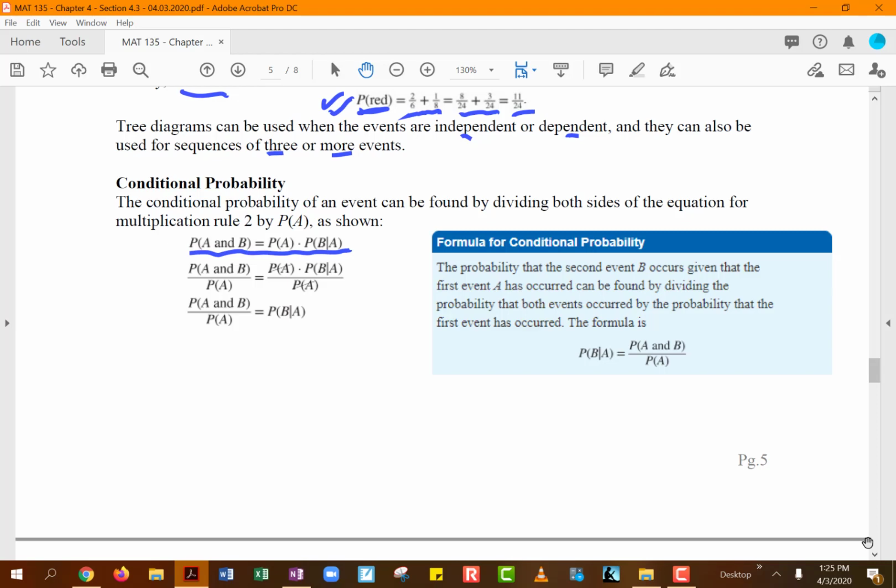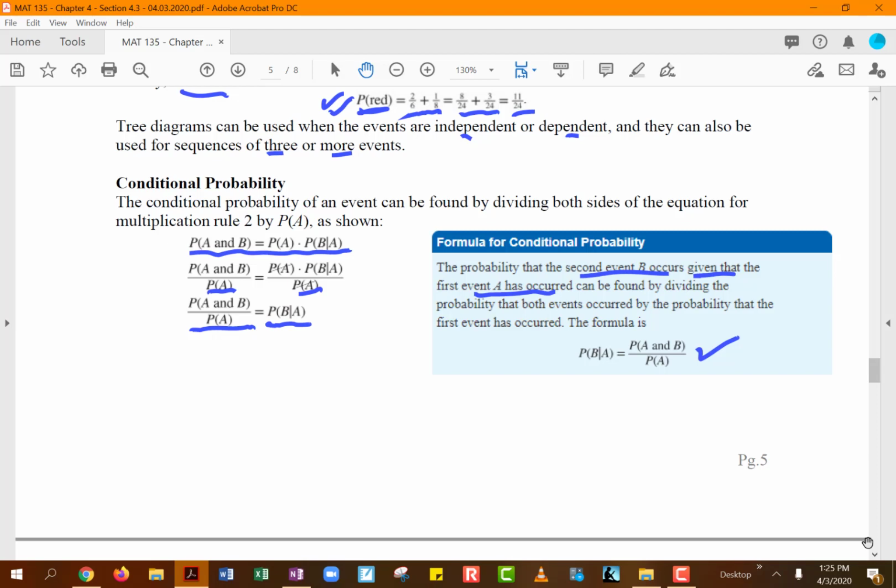You'll see we're dividing both sides by the probability of A. On the right hand side, the probability of A cancels out with the probability of A in the denominator, and then you get the conditional probability of B given A equals the probability of A and B divided by the probability of A, which is this formula right here. So remember, the second event happens given that the first event has already occurred, right?